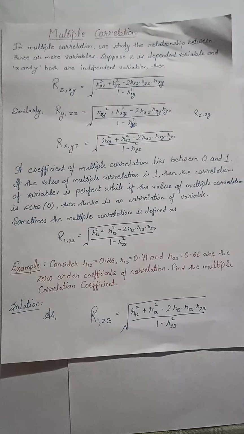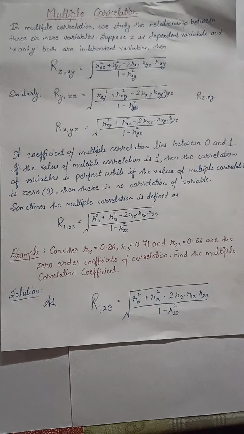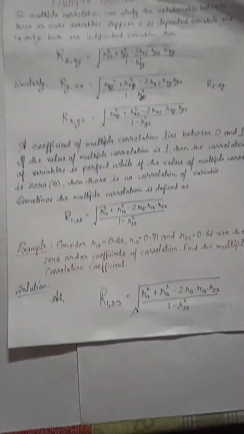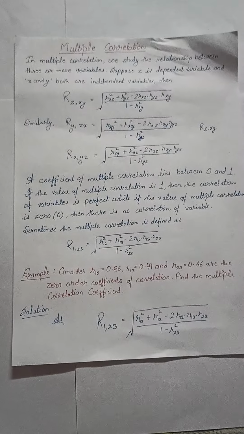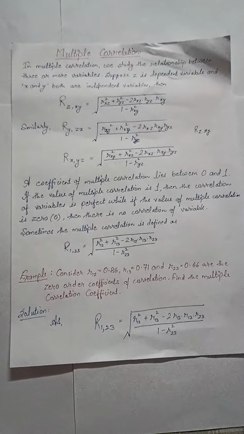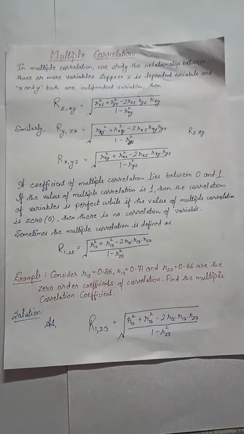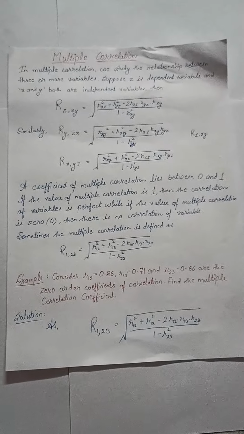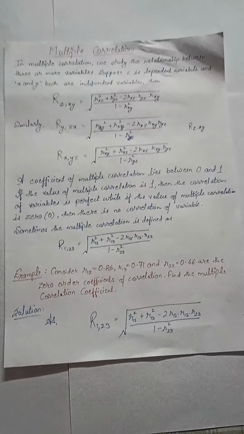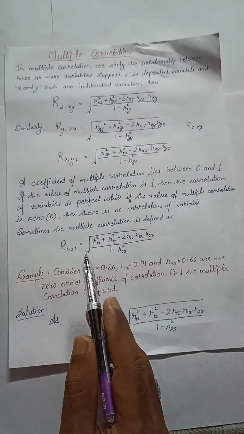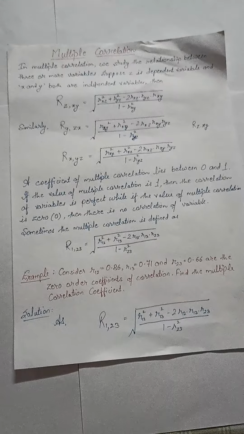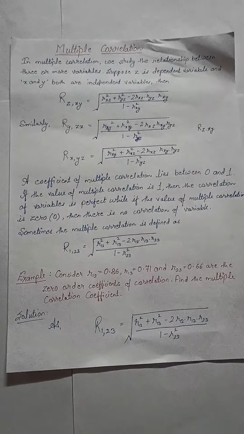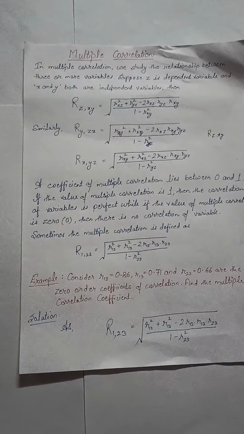Now, a coefficient of multiple correlation lies between 0 and 1. If the value of multiple correlation is 1, then the correlation of the variables is perfect, while if the value of multiple correlation is 0, then there is no correlation of the variables. Sometimes the multiple correlation is defined as r1 dot 23, or r1 comma 23, equals the square root of (r12 square plus r13 square minus 2 into r12 into r13 into r23) whole upon (1 minus r23 square).